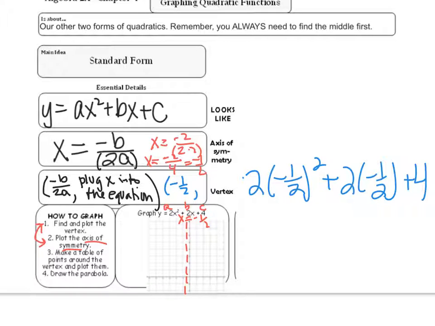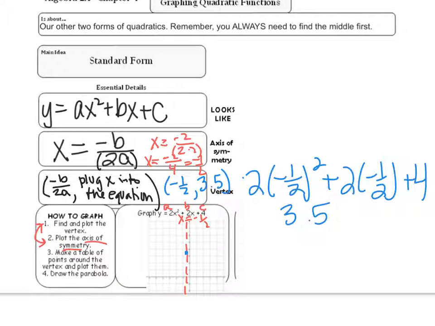If you plug that into your calculator, you will end up finding that you got 3.5. So it's negative 1/2, 3.5. You could also follow the order of operations and simplify, and you should get the exact same value. So negative 1/2, 3.5 is right up here.